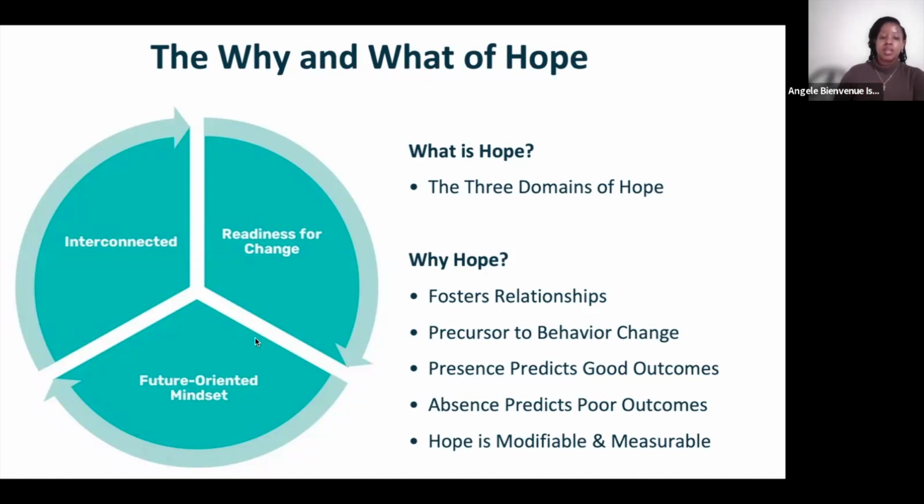According to Kaye Herth, a nurse who did a lot of research about hope in primary care, hope can be measured in three dimensions: interconnectedness, readiness for change, and future orientation. Hope fosters relationships and is also a precursor for behavior change. The presence of hope can predict good health outcomes, while its absence can predict poor health outcomes. Luckily, hope is modifiable because it is a behavior and can be measured.